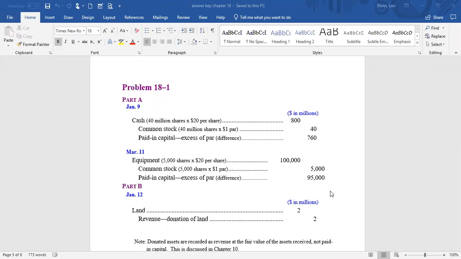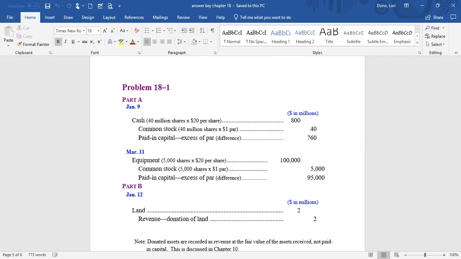So if the company doesn't trade their stock on a stock exchange, then we would use the fair value of the asset being purchased. In this case, we'll be debiting the equipment for 5,000 shares times $20 a share market value, or 100 grand. Credit the common stock for the 5,000 shares times the $1 par value, and the difference will be credited to that paid-in capital excess of par account, $95,000. So that is demonstrating how we sell stock.